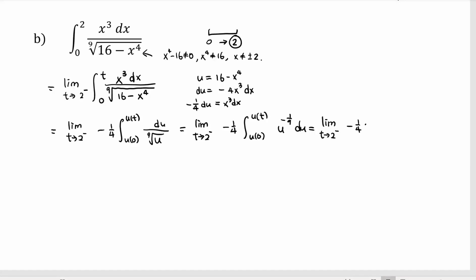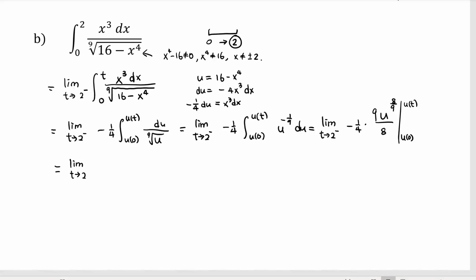We add 1 to the exponent, then it becomes what? U to the 8 over 9, right? Then we divide it by 8, multiply by 9, and evaluate from u of 0 to u of t. Okay, so we continue. That's the limit.